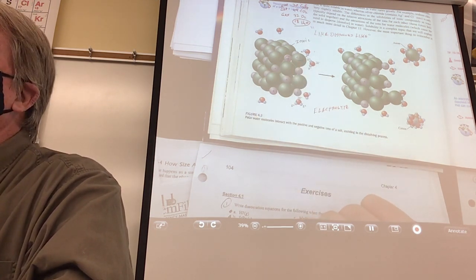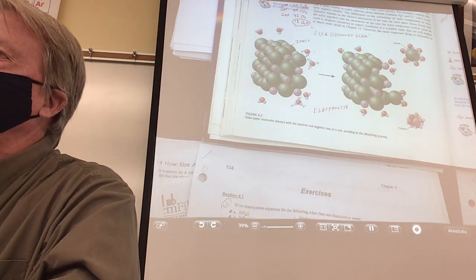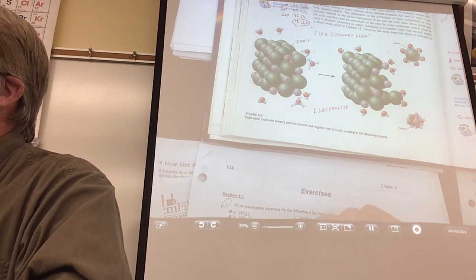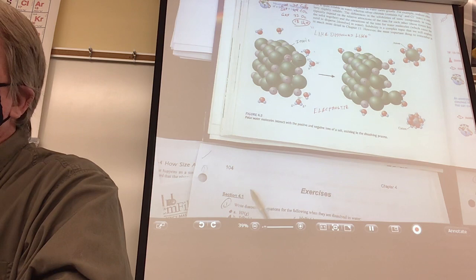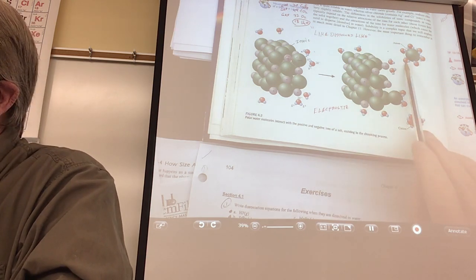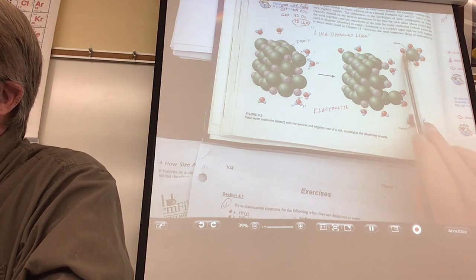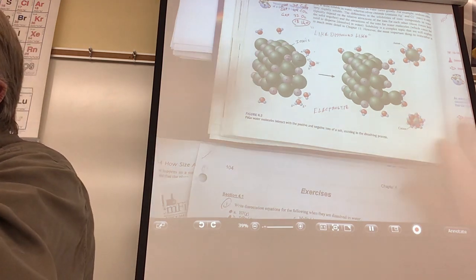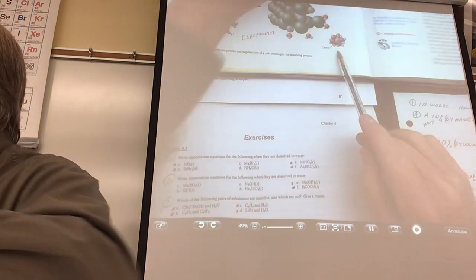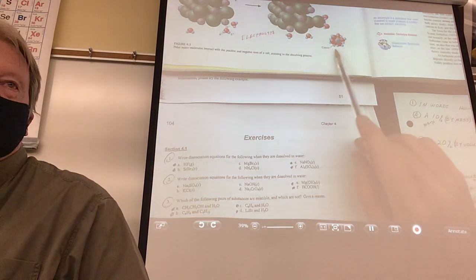What part of the water molecule will be attracted to the positive sodium ion? The oxygen end. And that's why the picture shows the hydrogen end being attracted to the chloride ion. And here, it shows the oxygen end being attracted. See that?